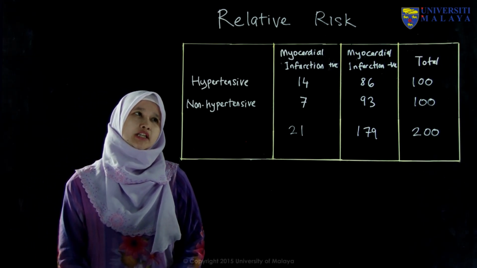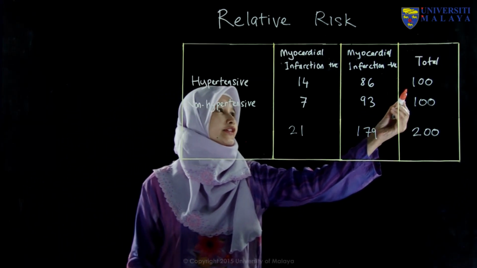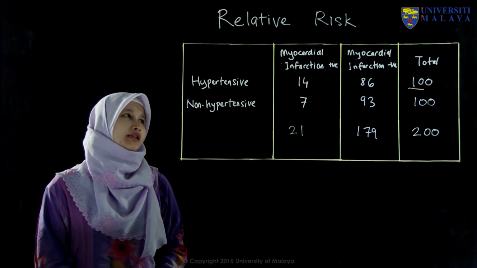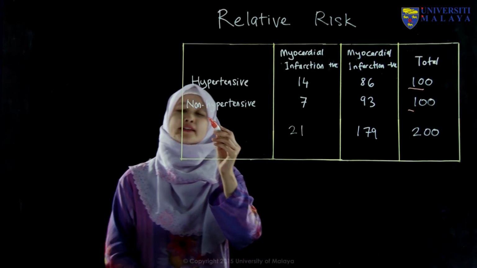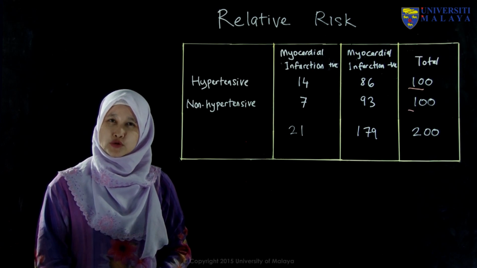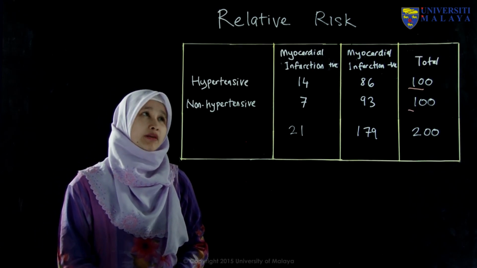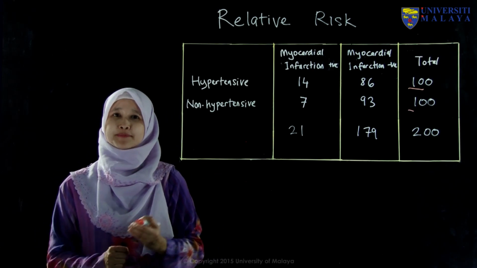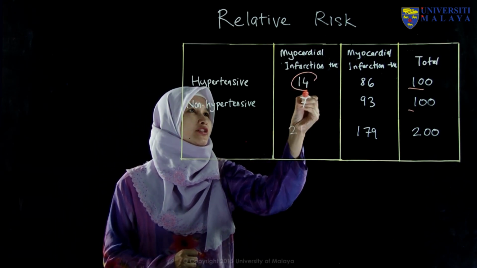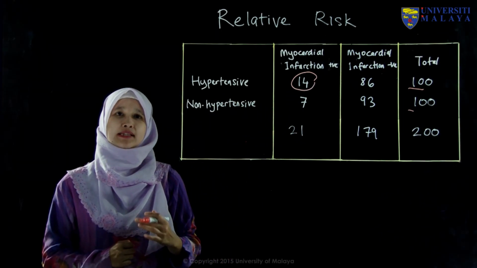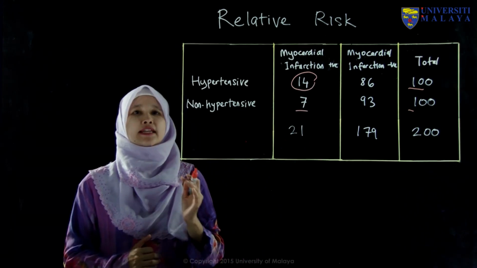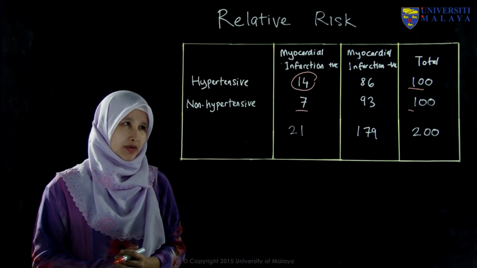Okay, now I'm going to show you how to calculate relative risk. For example, if we follow up 100 hypertensive patients in a cohort study compared to another 100 non-hypertensive patients in the same study, at the end of the study we want to know how many of them develop myocardial infarction. In this case, 14 of the patients in the hypertensive group develop MI, whereas only 7 of the patients in the non-hypertensive group develop MI.